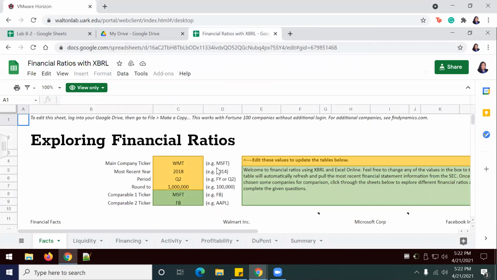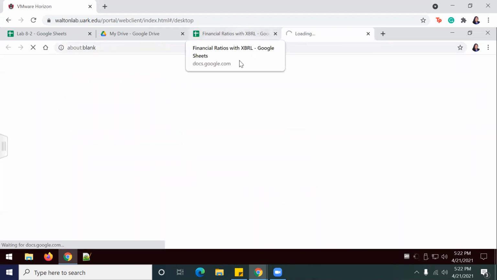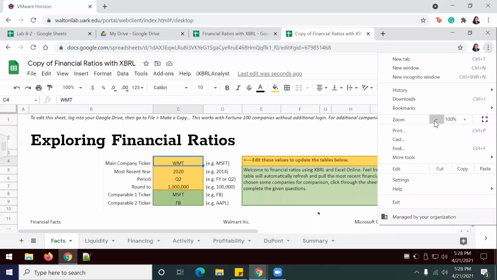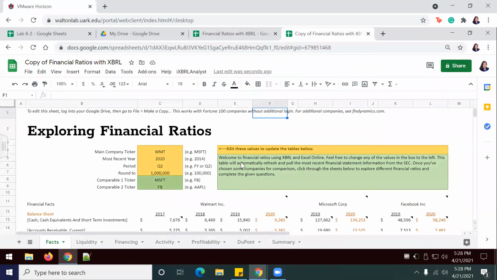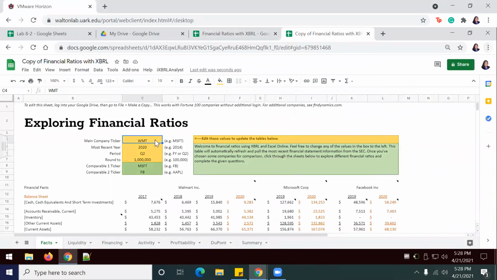Okay, and we're going to make a copy file. I'm just going to leave it as copy of financials and click OK. Okay, so we're actually going to dive into this worksheet and use it to compare some information for different companies. I'm going to zoom out a little bit just so that we have a better view of all the information.